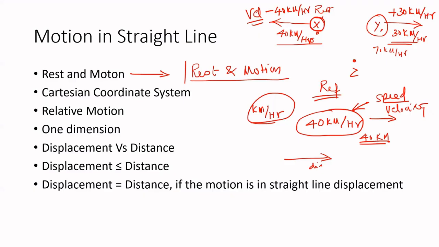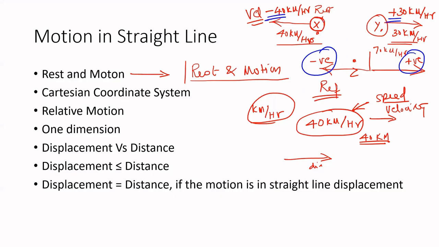If we say plus 30 km/h, it is because it is moving to the right, along the x-axis. That is the positive direction and the other is the negative direction. That's why we are putting plus 30 here and minus 40 there.